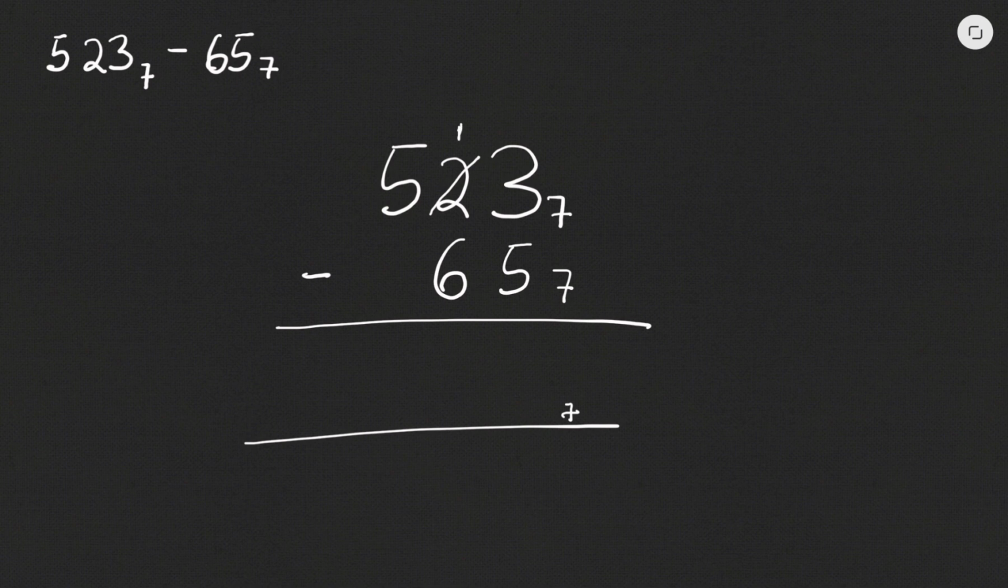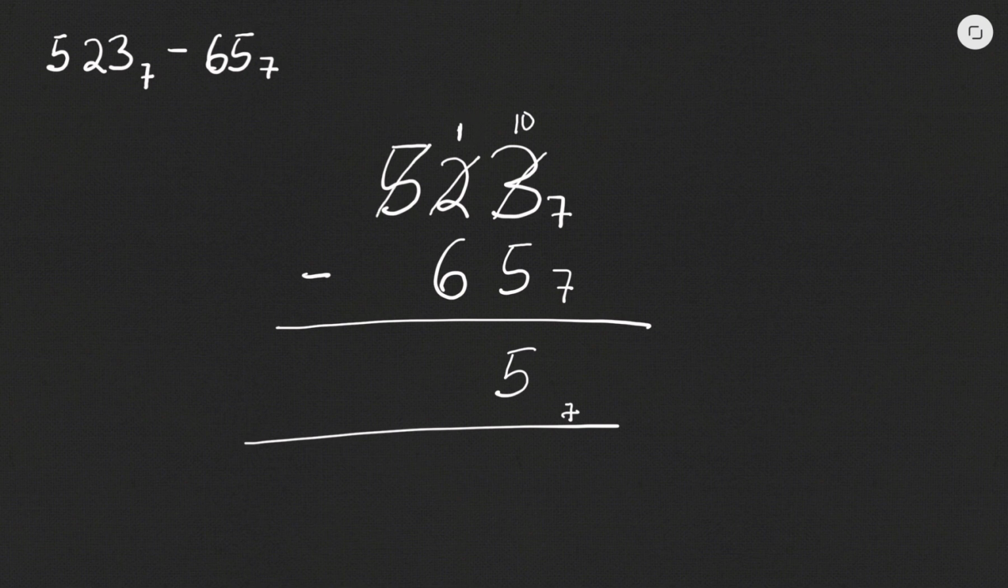Then I'll be left with 1 over here. Now the 1 that I borrow becomes 7 plus the 3 over here, then it becomes 10. So I now have 10 here. 10 minus 5, that will give me 5. So I have 5 over here. So I'm left with 1 over here. So 1 minus 6 is impossible. So I have to borrow again.